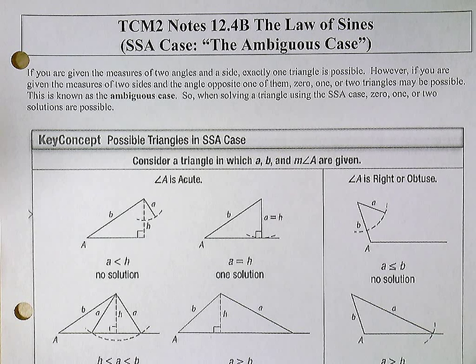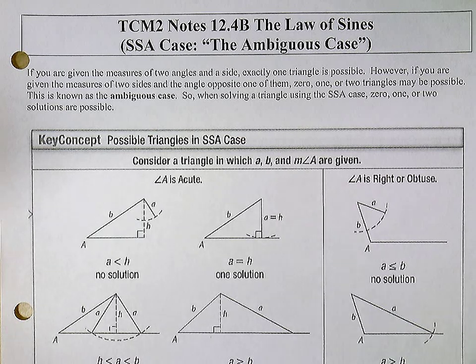Law of sines, but now we're going to go over the ambiguous case. So that's when you have two sides and an angle within your triangle. Okay, so we have two sides and an angle within the triangle.